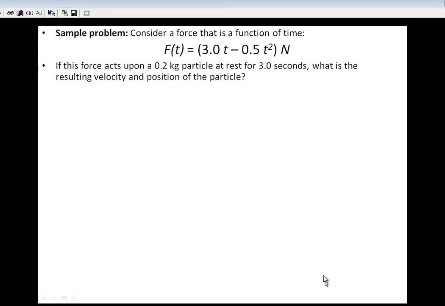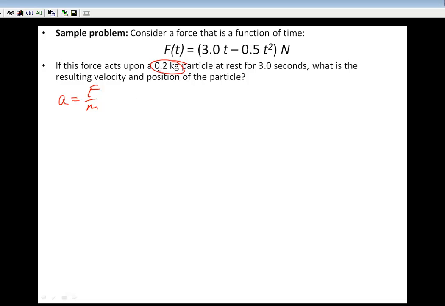Okay, so now we can start our little review here on forces. The first step we need to do is to find the acceleration equation. To find the acceleration equation, we need to take the force and divide it by the mass. In this case, we've got to divide everything by 0.2 kilograms.